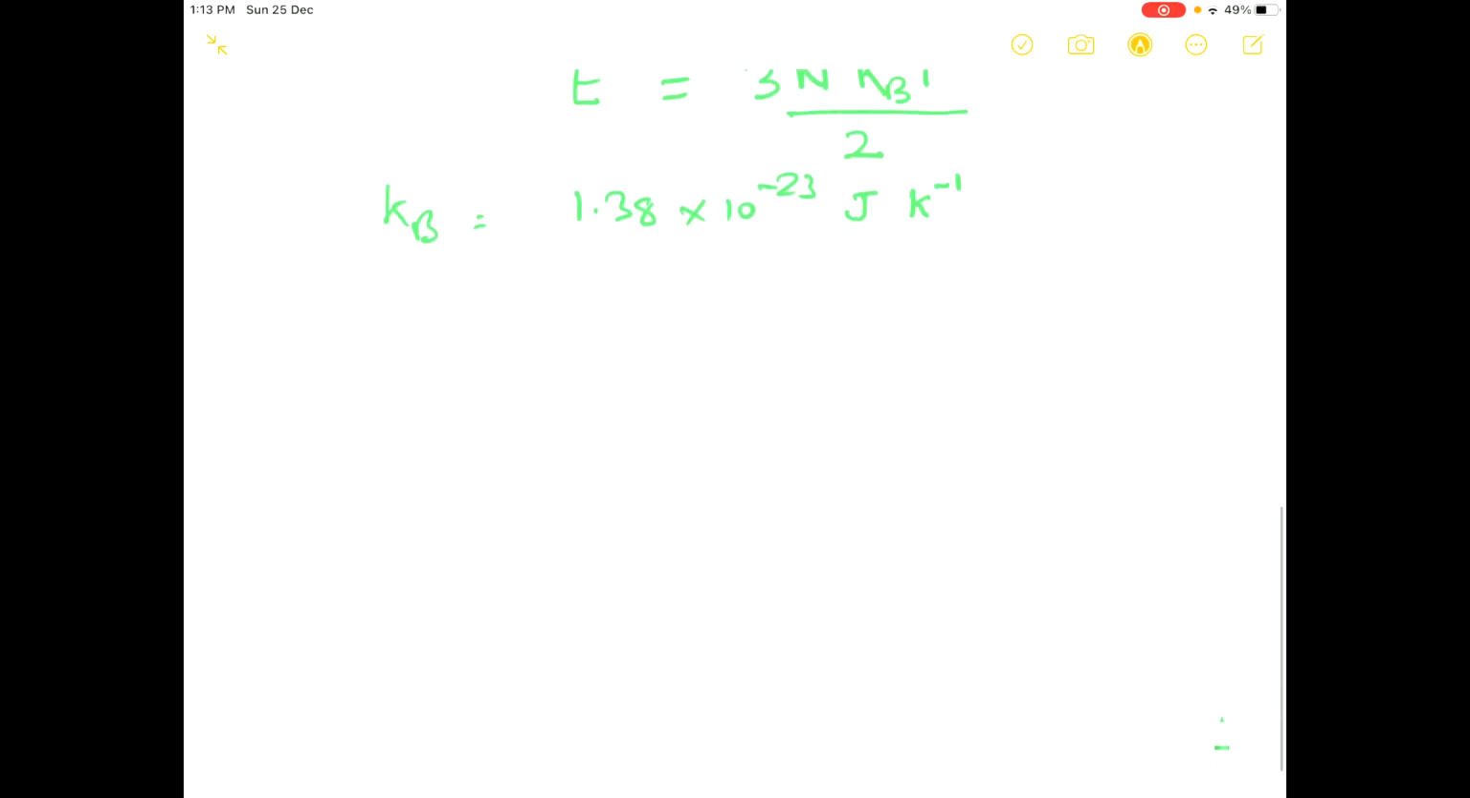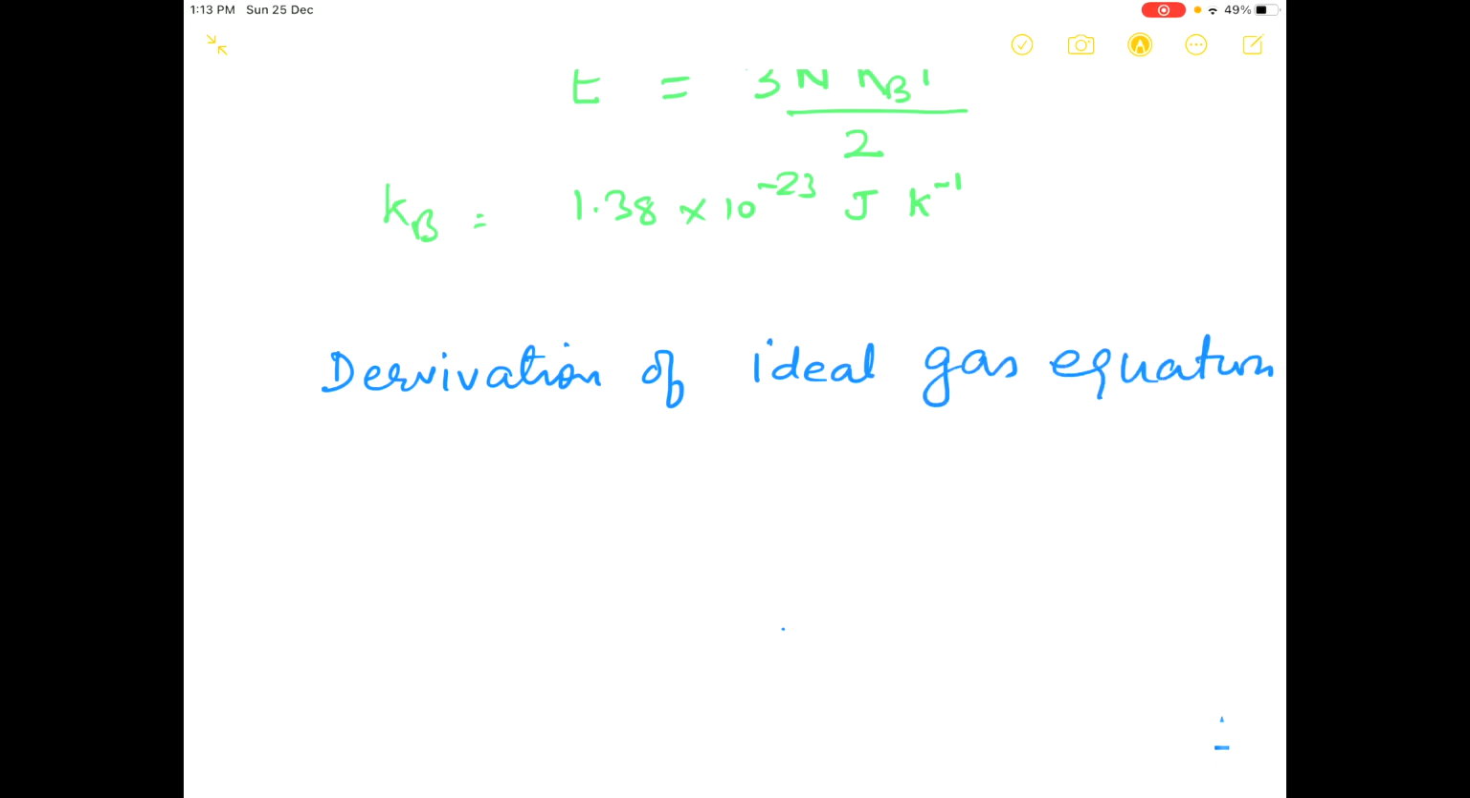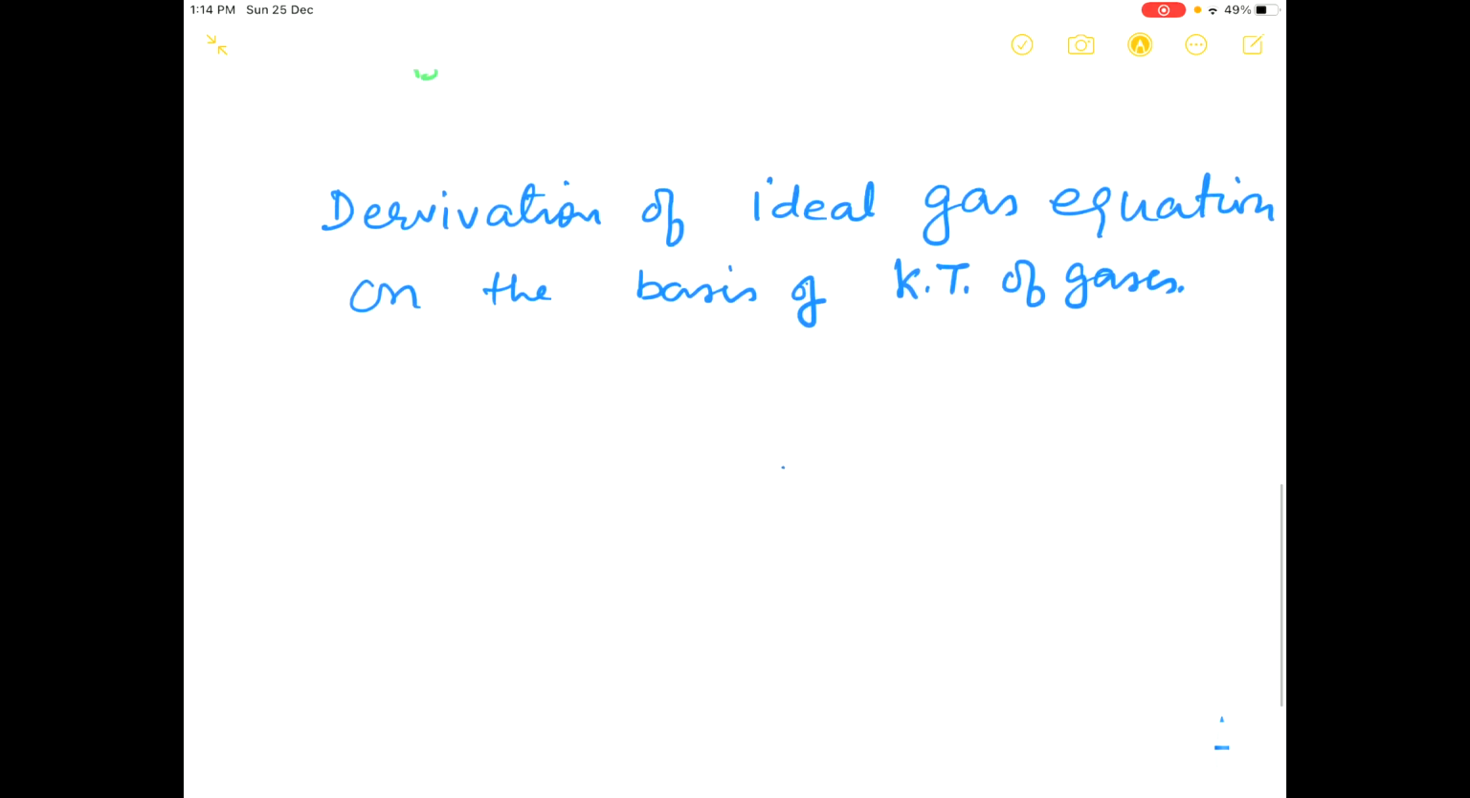Now we shall do one more topic, and that is derivation of ideal gas equation on the basis of kinetic theory of gases. How can we derive it?